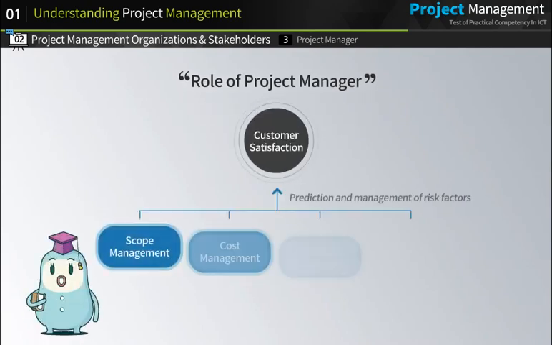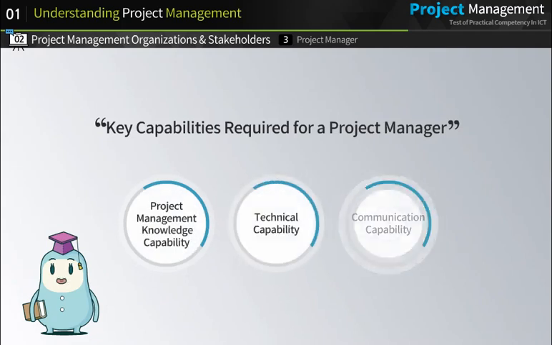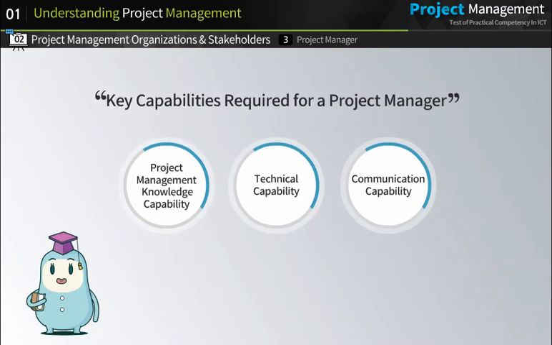A project manager is responsible for managing and controlling key project management areas: scope, cost, schedule, and quality, in order to achieve the most fundamental objective of projects, meeting the requirements of customers. Key capabilities required for a project manager include project management knowledge capability, technical capability, and communication capability.